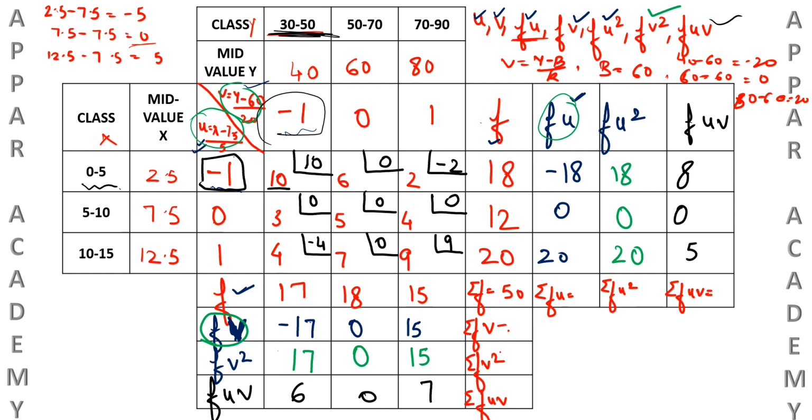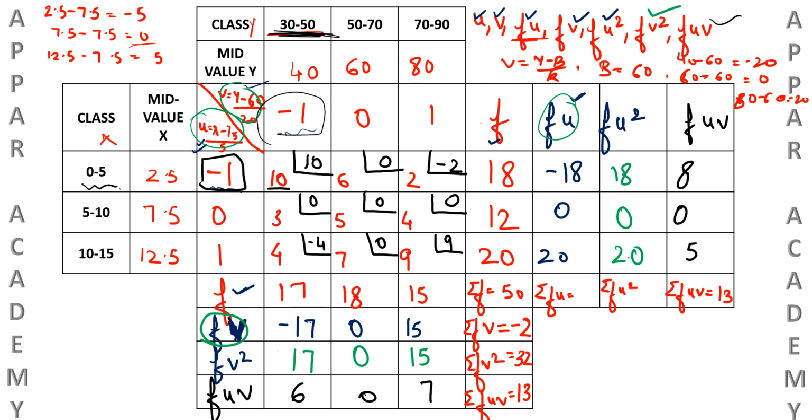Now see, summation FV. So this is minus 17 plus 15. This becomes minus 2. Right? FV square is 17 plus 15. That is 32. Now FUV is 6 plus 7. That is equal to 13. From here, FUV: 8 plus 5 is equal to again 13. Since this 13 and this 13 are same, summation FUV has to be same irrespective of from which way we are calculating, either from column or rows. It has to be same and it's same. So this tells us that our calculations are nearly correct.